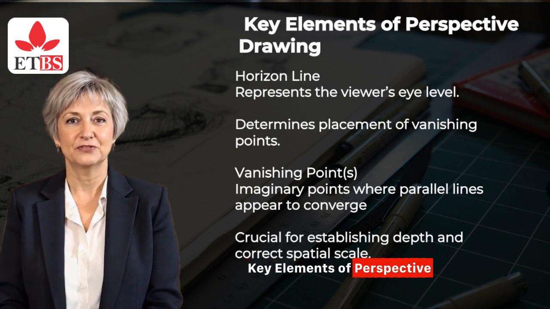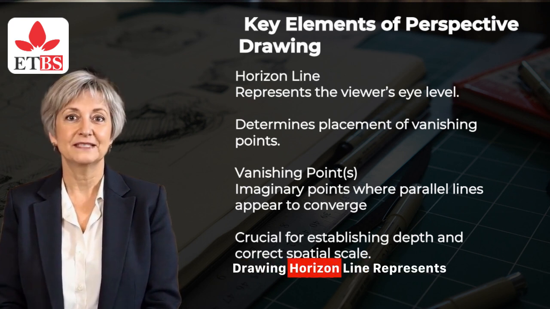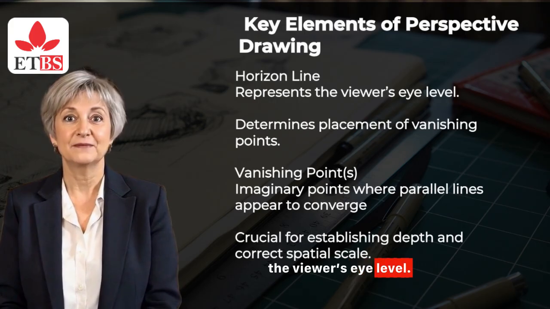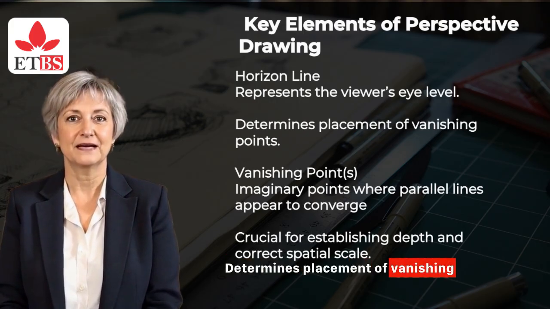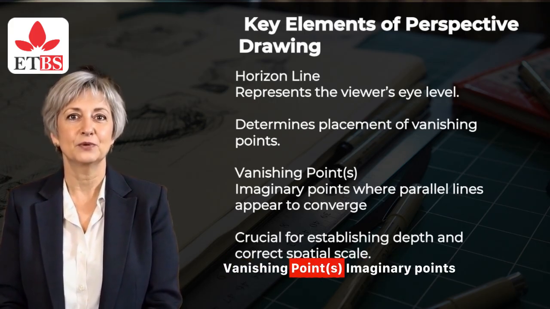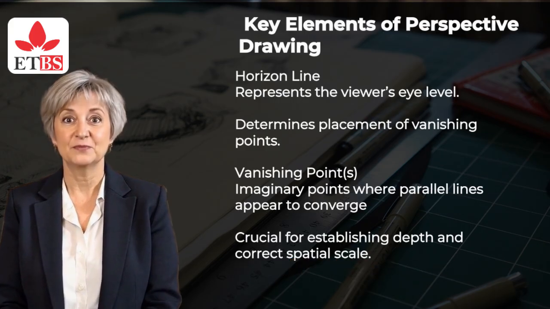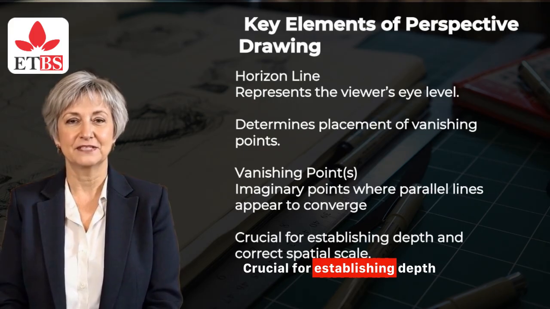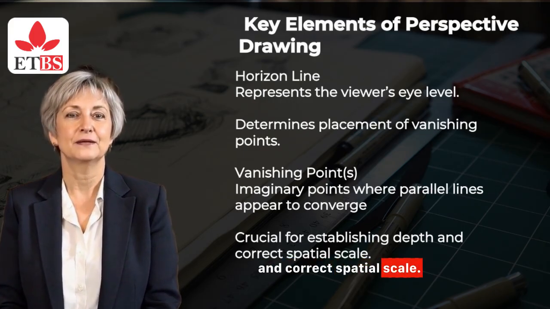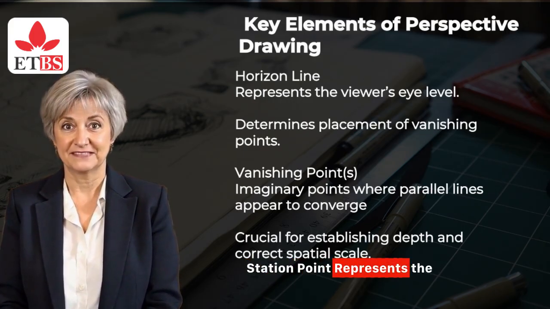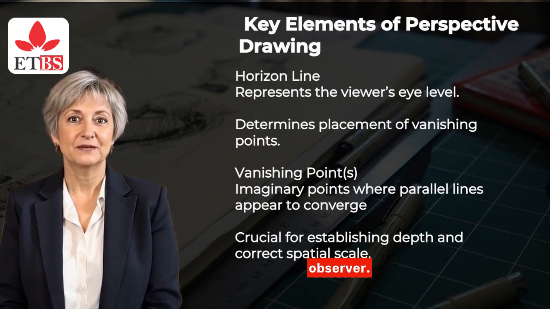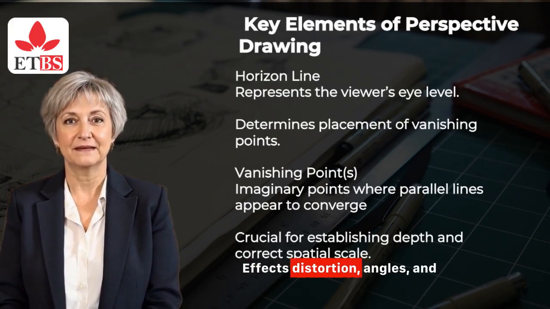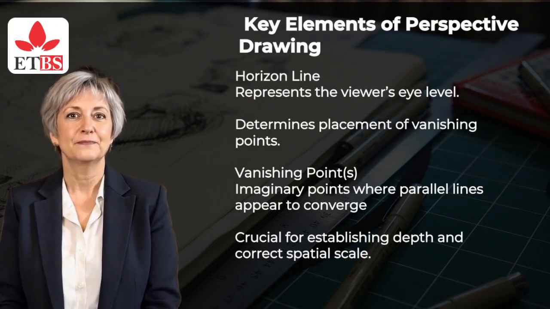Key elements of perspective drawing. Horizon line represents the viewer's eye level, determines placement of vanishing points. Vanishing points. Imaginary points where parallel lines appear to converge. Crucial for establishing depth and correct spatial scale. Station point represents the exact position of the observer. Affects distortion, angles, and field of view.